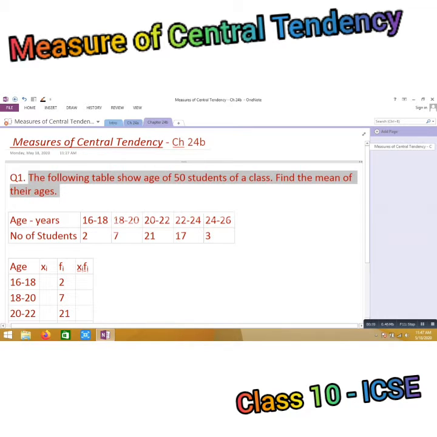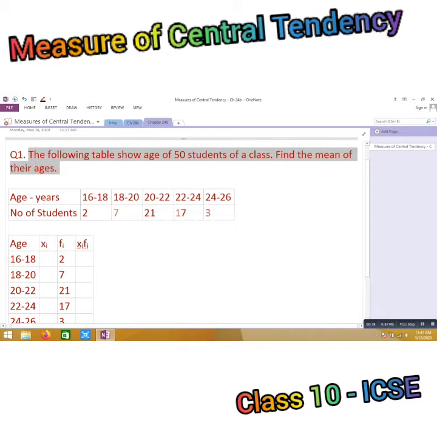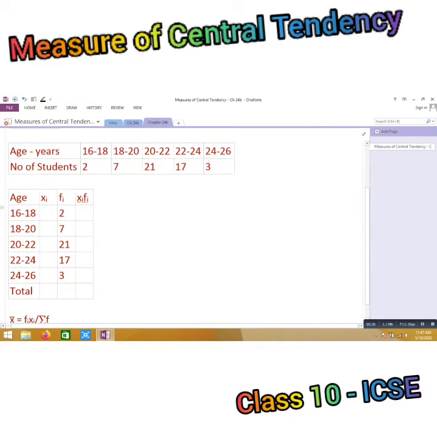Question 1. The following table shows the age of 50 students. Find the mean of their ages. The table is giving the distribution. Age range between 16 and 18, the frequency is 2. So the mid value is 17, 19, 21, 23 and 25. Xi is the mid value for that range.